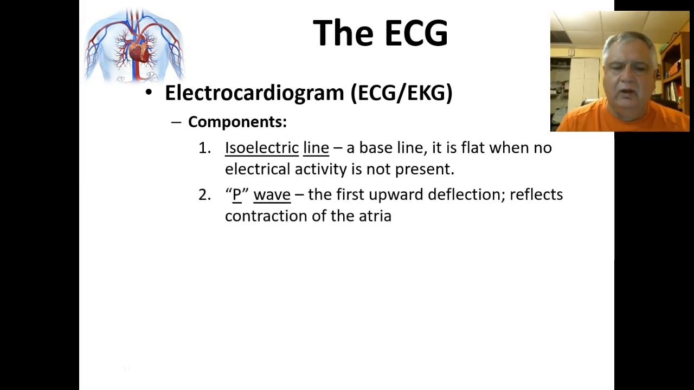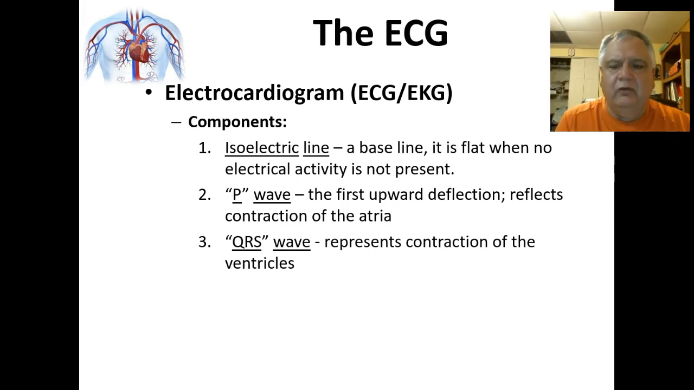However, if there is electrical activity present in the heart, next up we'll see what we call a P wave. The P wave is the first upward deflection of the isoelectric line. It represents the contraction of the atria. So this is when the SA node is going to shoot out that signal, the action potentials, and the atria are going to contract, and that's going to cause that first upward deflection of the isoelectric line we call the P wave.